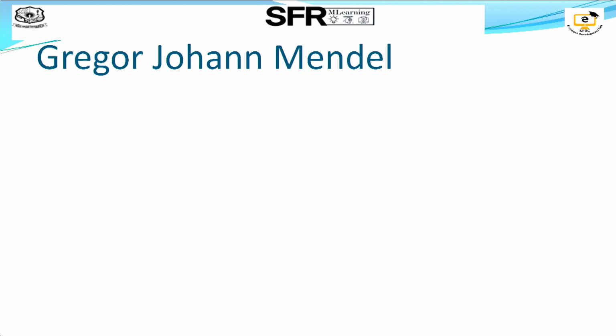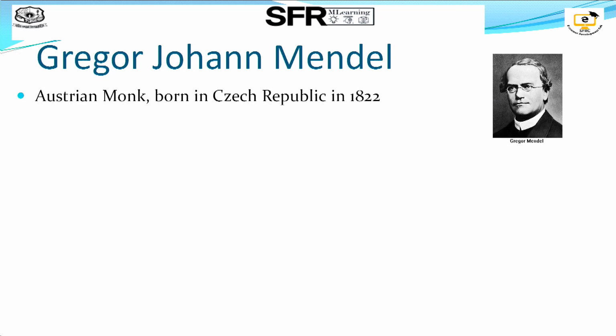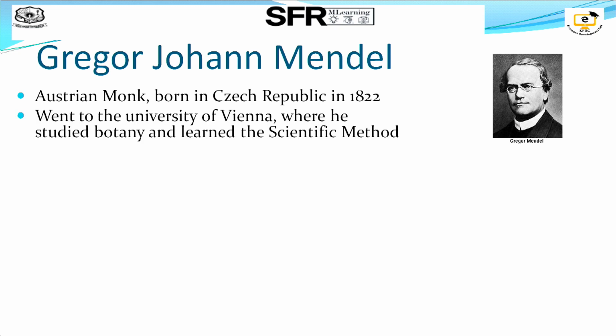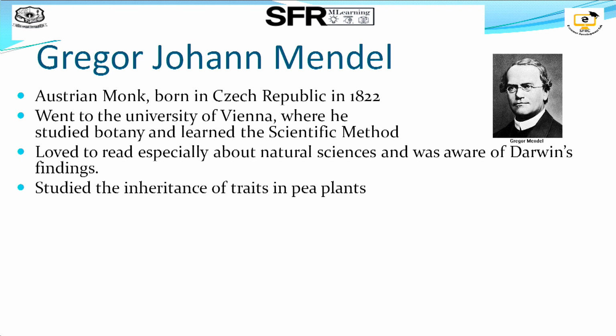Okay. And when you talk about genetics, we cannot omit the scientist Gregor John Mendel. We all know, isn't it? Yes, he is called the father of genetics. A small introduction about him: he was an Austrian monk born in the Czech Republic in 1822 and went to the University of Vienna, where he studied botany, and he learned the scientific method. He loved to read, especially about natural sciences, and he was very much aware of Darwin's findings. And he studied the inheritance of traits in pea plants.